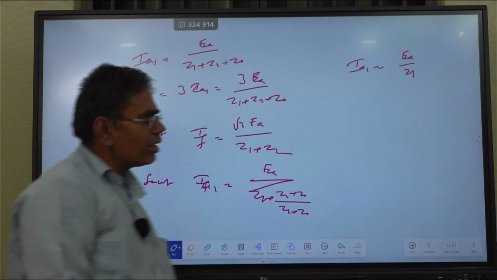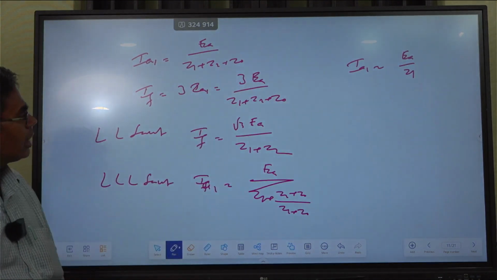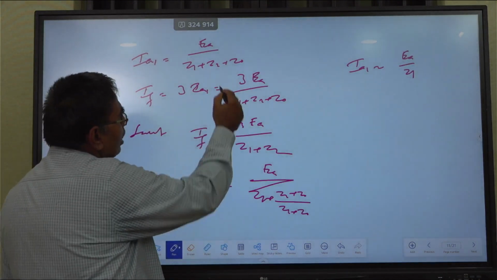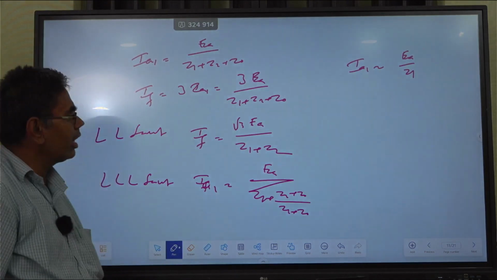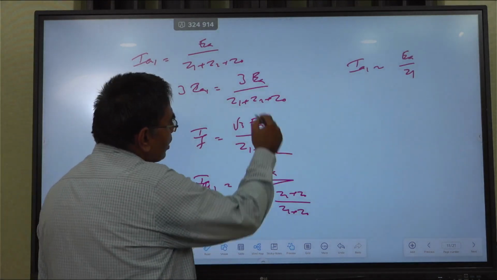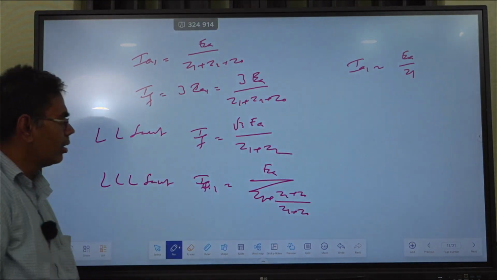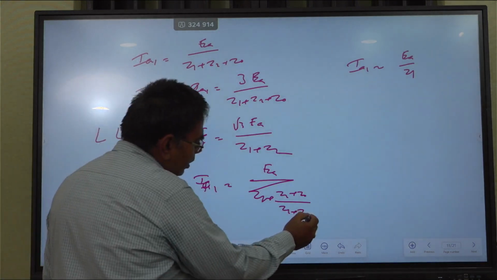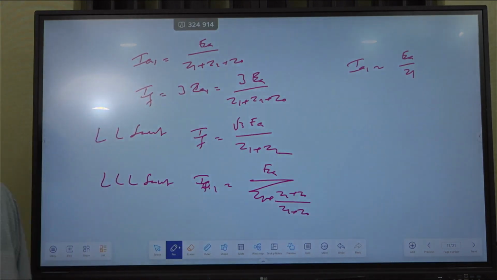From the analysis of various types of faults, the positive sequence component Z1 is present in all types of faults. The negative sequence component Z2 is present in all unsymmetrical faults. And the zero sequence component is present when the neutral of the system is grounded and the fault also involves the ground.